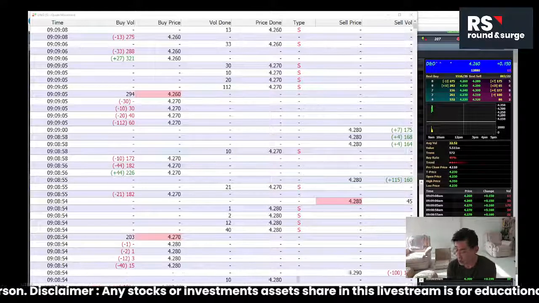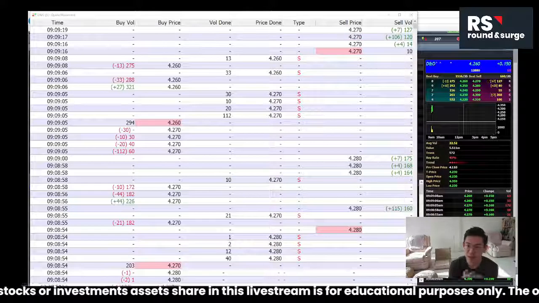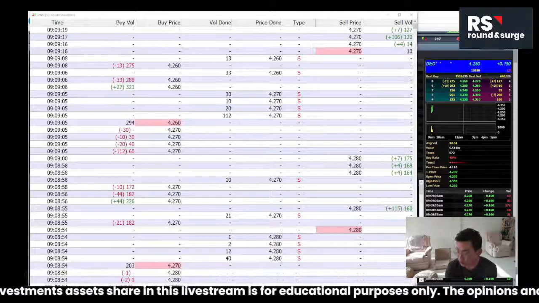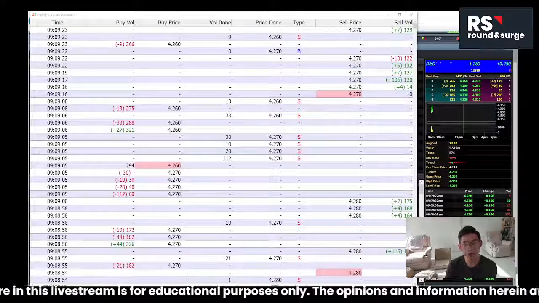All right, so right now the price has moved back to 426. Like I said, 43 something is the peak, so right now it's back down. So we were not able to maximize it, but we're still able to make a profit from it, which is good.